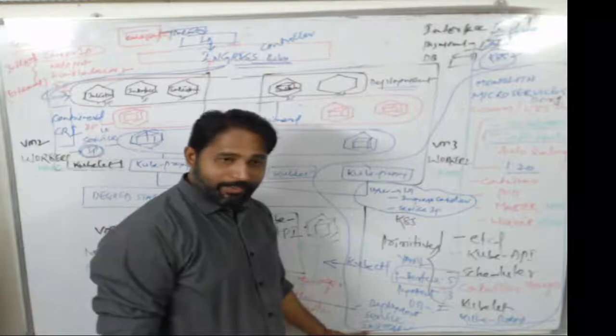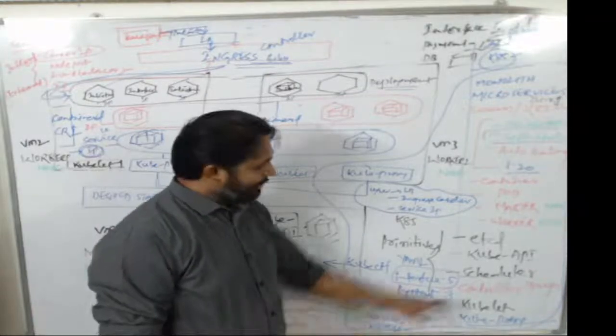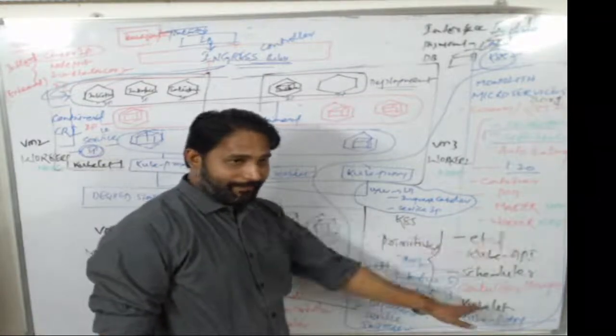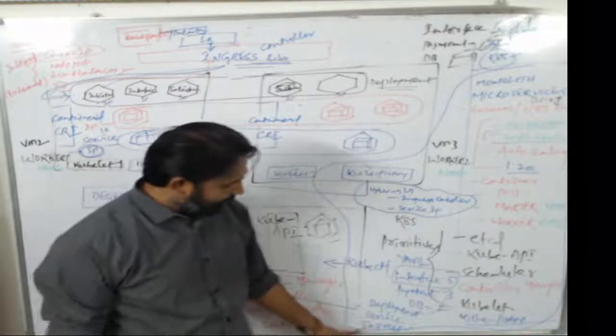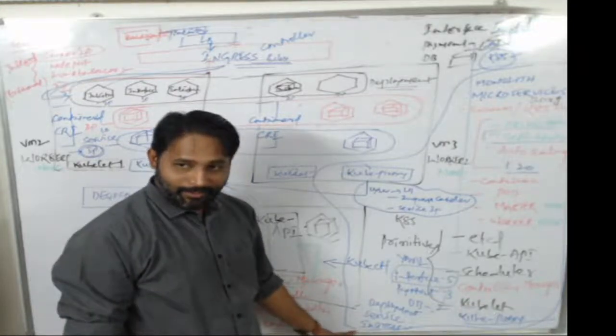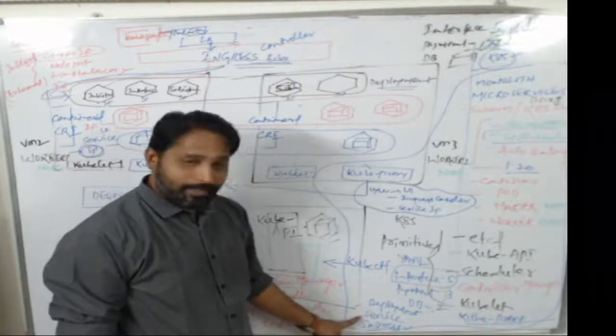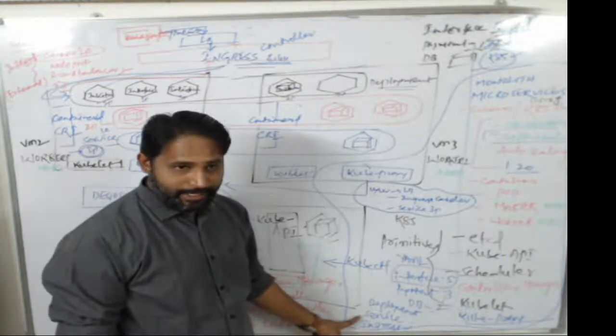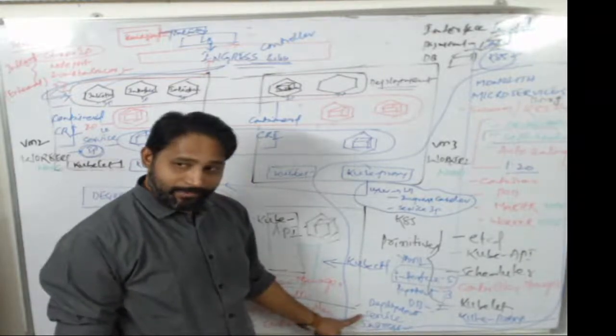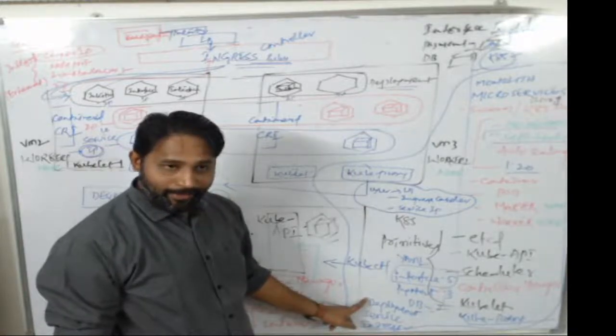Because this is what the user wants to access, right? It's not these things. This is your headache. What the user wants, the user is interested in ingress. They want to access it. Then they want to reach a service, which means the services should be accessible. And for the services to be accessible, they should have a deployment.